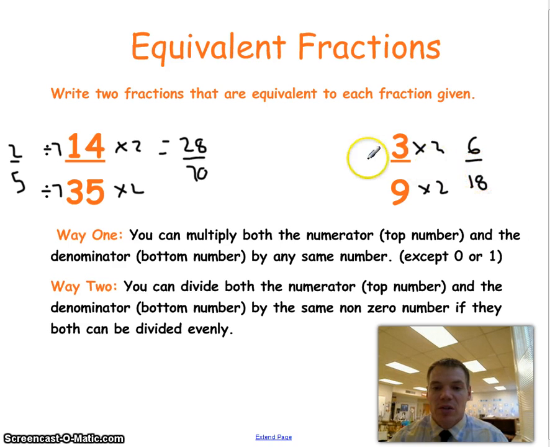Another one you could do is divide the top and bottom by 3. So we'll divide by 3 here. 3 divided by 3 gets us 1. 9 divided by 3 gets us 3. So some equivalent fractions for 3/9 are 1/3, 3/9, and 6/18. And that is how you find equivalent fractions. Again, if you're having a hard time with this, just pause the video and try doing this again and rewatch the video.